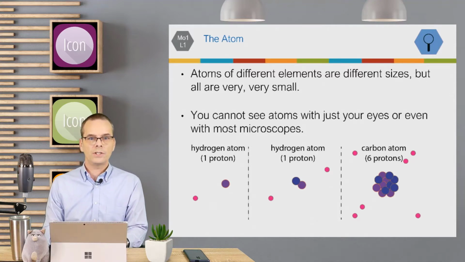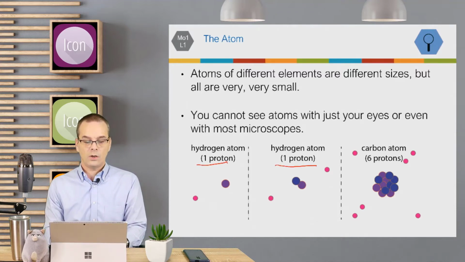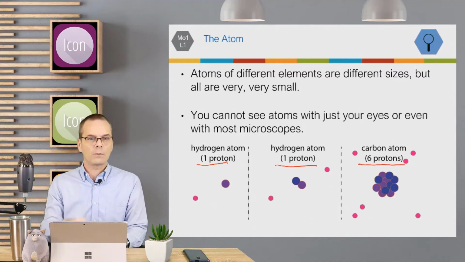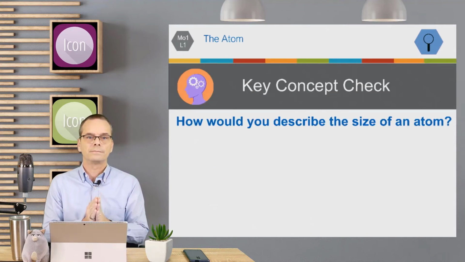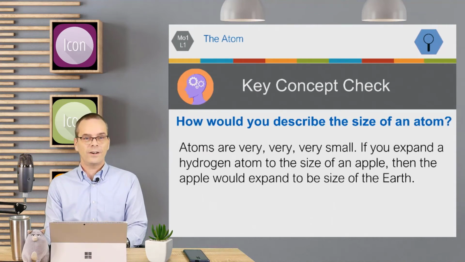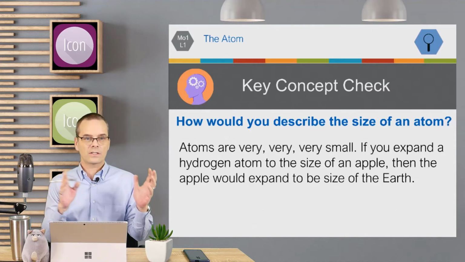So you have a hydrogen atom right here with one proton. You have a hydrogen atom, again, one proton, and carbon atoms, 6 protons. So this is kind of a representation. Now, how would you describe the size of an atom? Well, as we said, they are very, very small. So if you expand the hydrogen atom to, let's say, the size of an apple, then you would have to keep the ratio the same. You would have to take a real apple and expand it to the size of the Earth. That's how small atoms are.